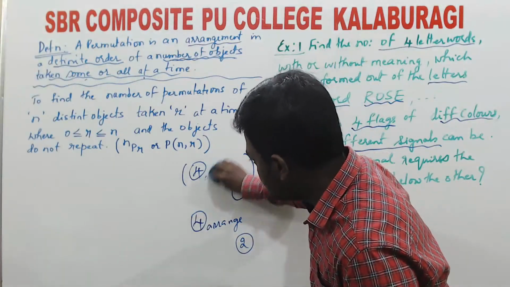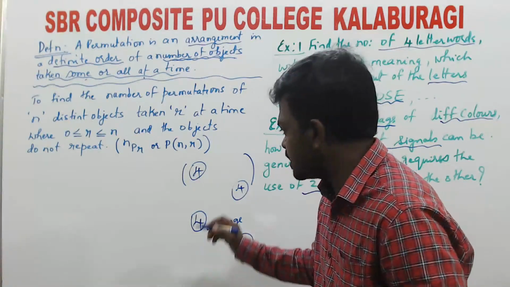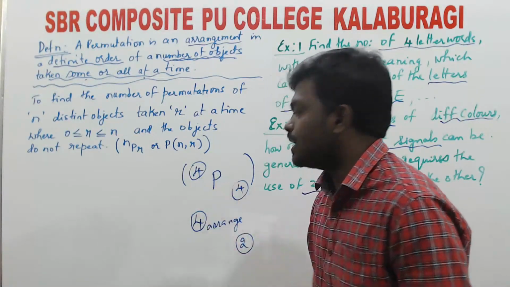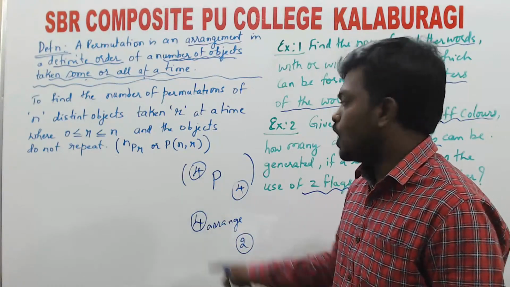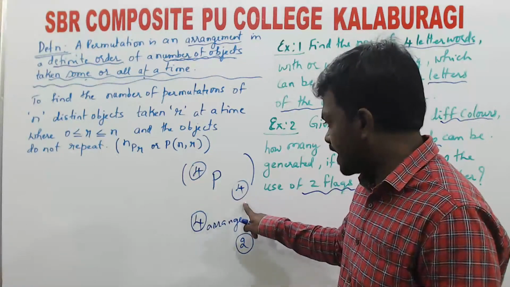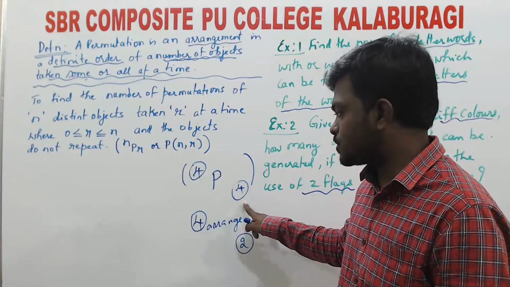Arrangement means permutation, so we denote it by P. So 4P4. What does it mean? Out of 4, you have to arrange it among four distinct objects only.